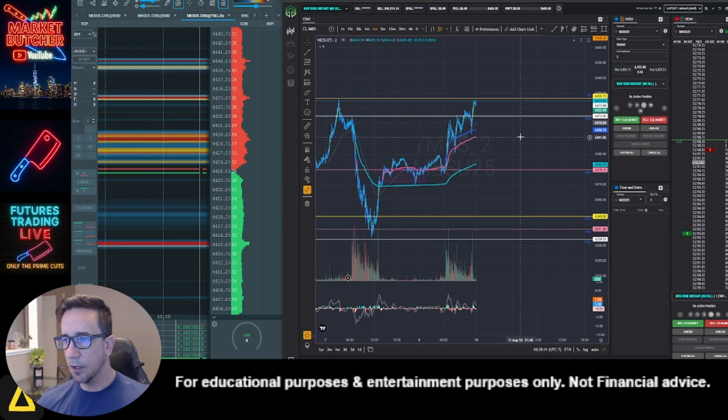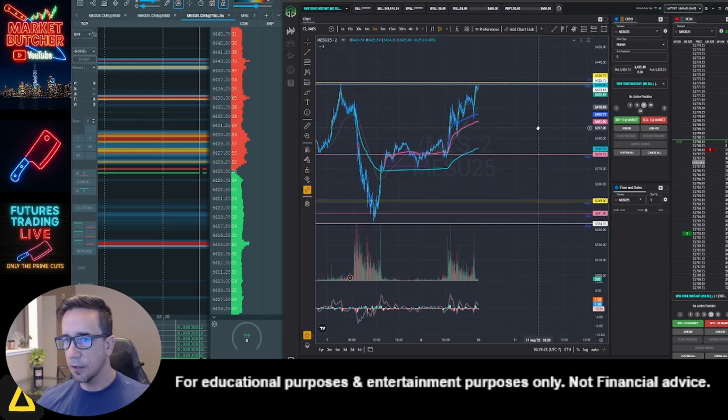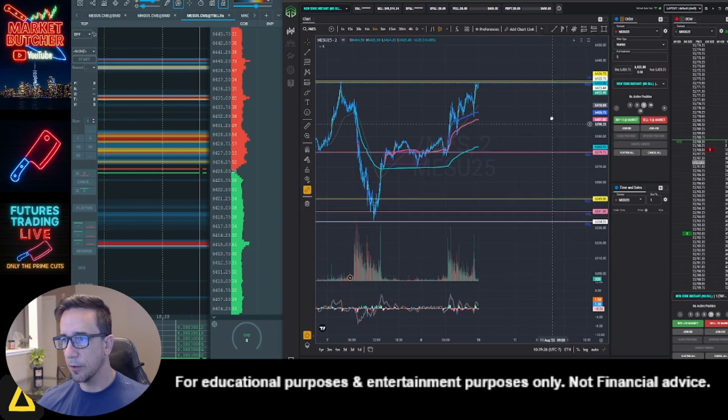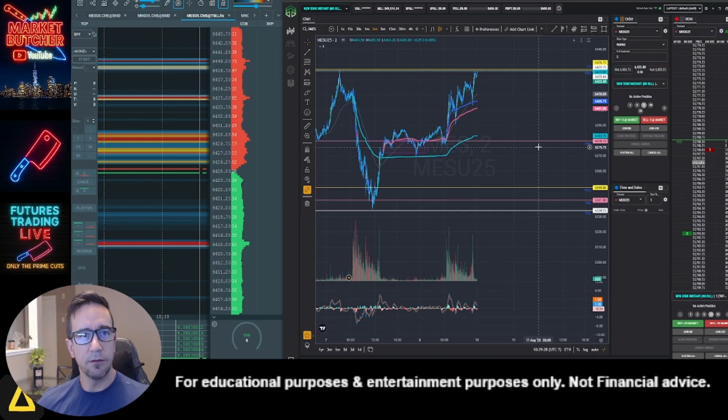So I'm just going to copy the levels that I set on my TradingView. So we're going to just move our previous day high over there. That's still a previous London high from pre-market the day before. So the value area high is 64.15.50.